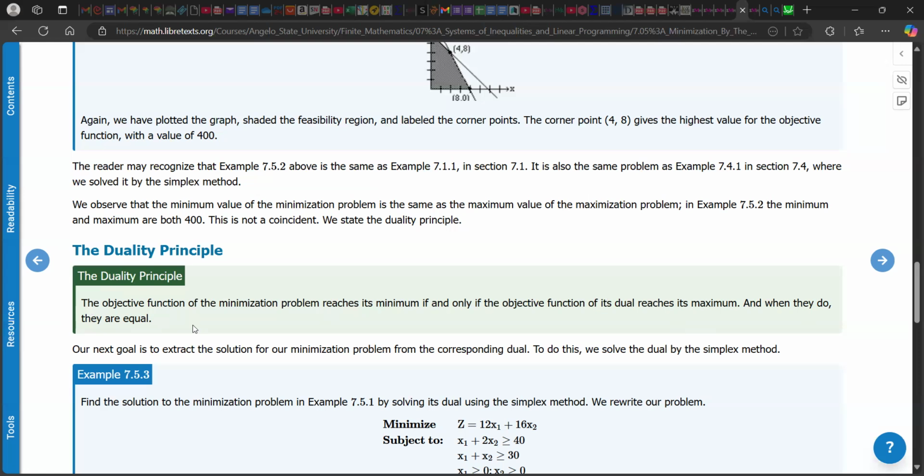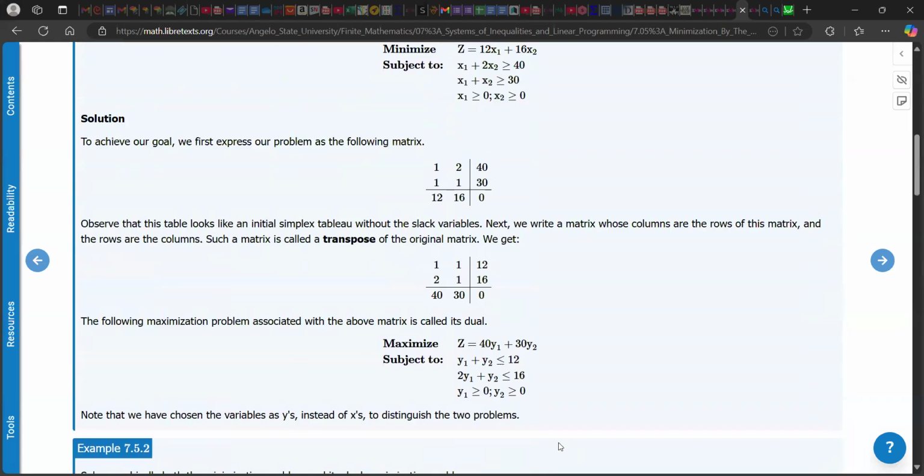What's that now? It's telling you that you transform this minimization problem into a maximization problem. And we know how to solve maximization problems. We've been doing it all week, right? So let's do an example, right? So look here.